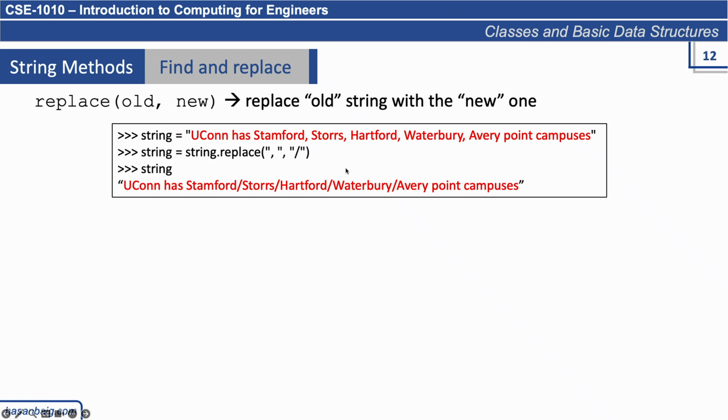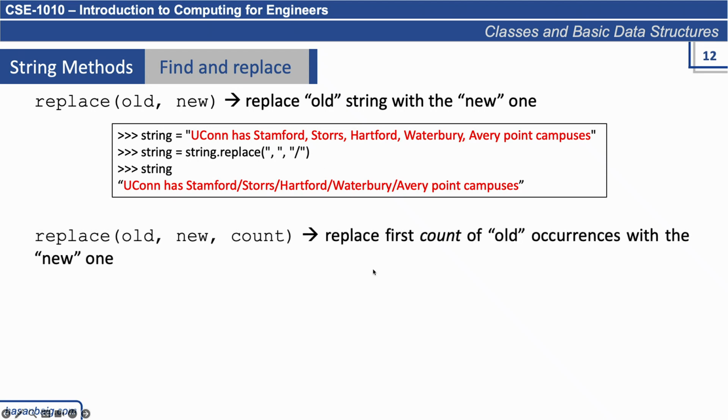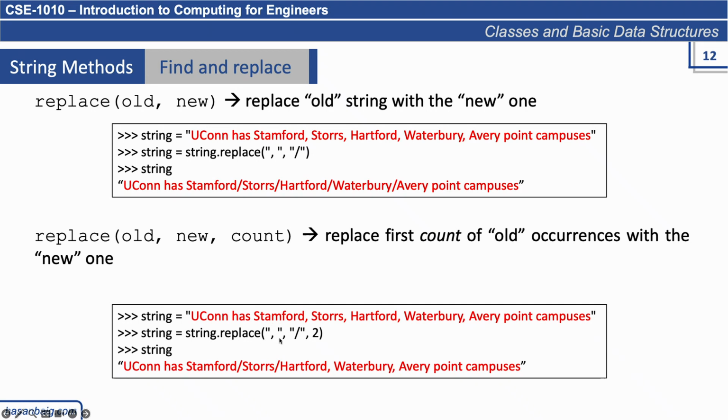The next thing is replace(old, new, count). Here we can specify how many occurrences we want to replace. You can see the comma is replaced with forward slash only for the first two occurrences, and the rest of the commas remain the same. Whatever we are discussing here you can try out on your computer on your own, but these kinds of things are important from an MCQ point of view.